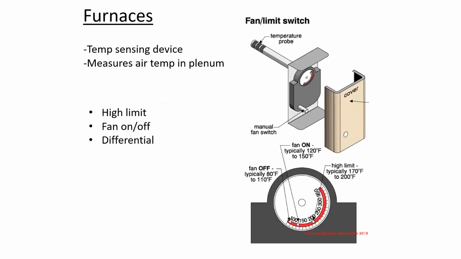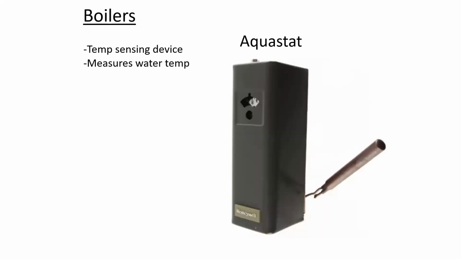In furnaces, we have a temperature sensing device that measures the air temperature in the plenum, and we call this the high limit and fan on or off system. In a boiler, we have the same type of application, but in something called an aquastat. And an aquastat is simply something that measures temperature of water.